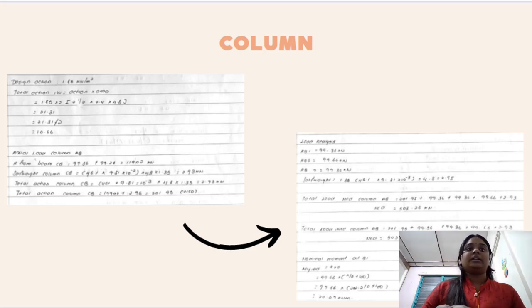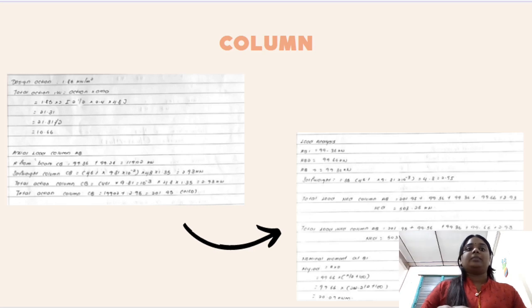The total load NED on column AB equals 201.95 plus 99.36 plus 99.36 plus 99.66 plus 2.93, which equals an NED of 503.26 kN.